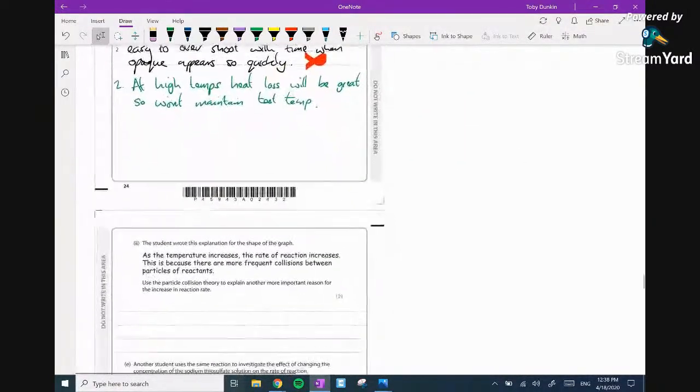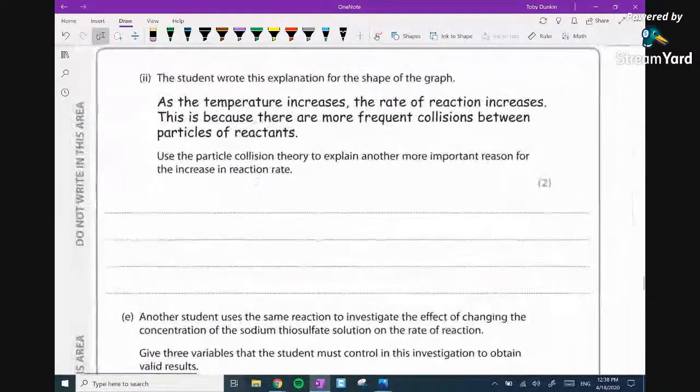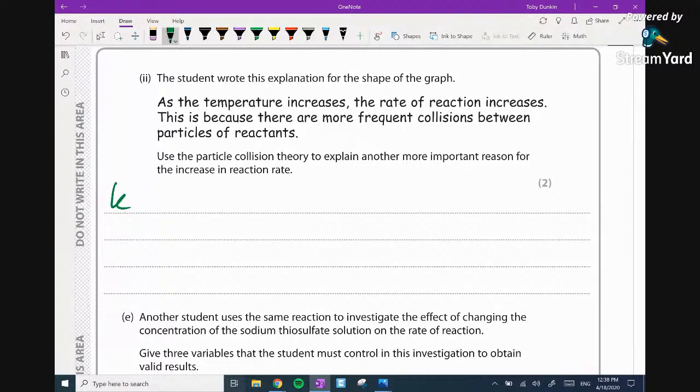Even stumped me. Next, the student wrote this explanation for the shape of the graph. If the temperature increases, the rate of reaction increases. This is because there are more frequent collisions between the particles and reactants. Use particle theory to explain another, more important reason why. Oh, right. But the great thing is she's done one of the points for us. All she has done is the increased rate, more frequent collisions. She has just done collision frequency. That's it. She hasn't done the other one.